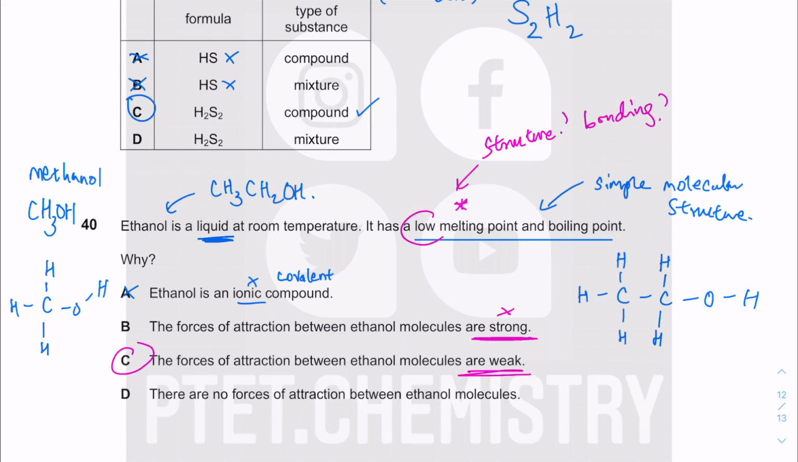Okay, the key thing is low melting and boiling point, because it has a simple molecular structure. You are breaking the weak intermolecular forces. That is called intermolecular forces. The force of attraction between the molecules is weak. All right, so there are forces of attraction between the molecules. It's called intermolecular force, and they are not strong, they are weak. That's why you have a low melting point and boiling point.